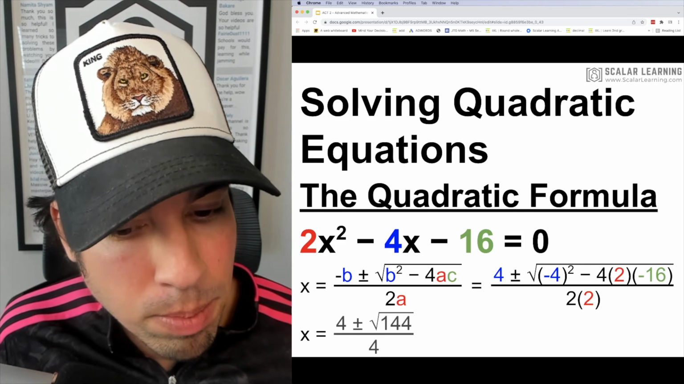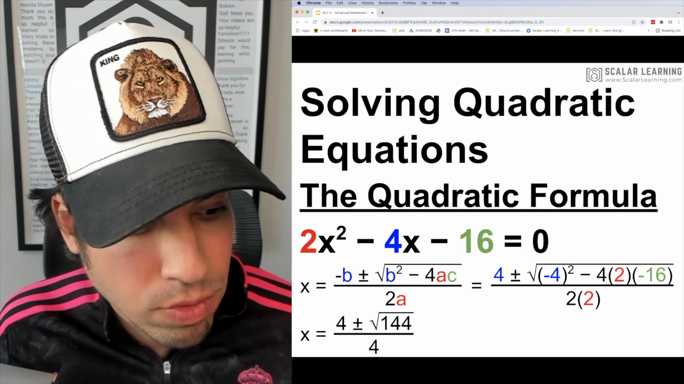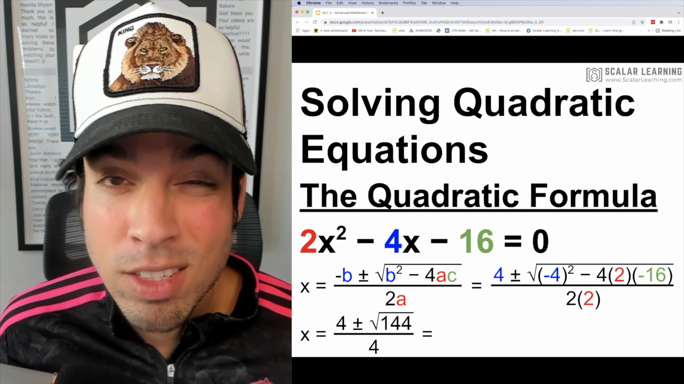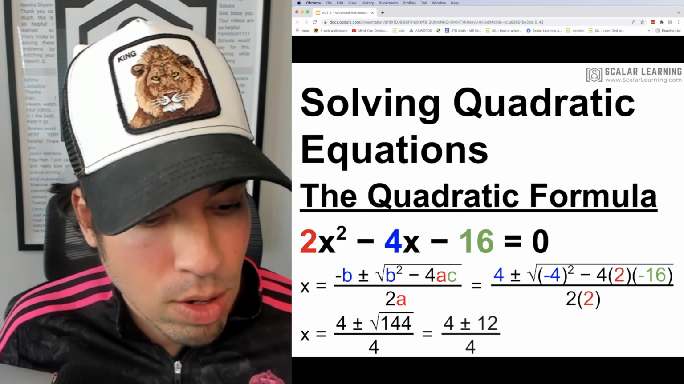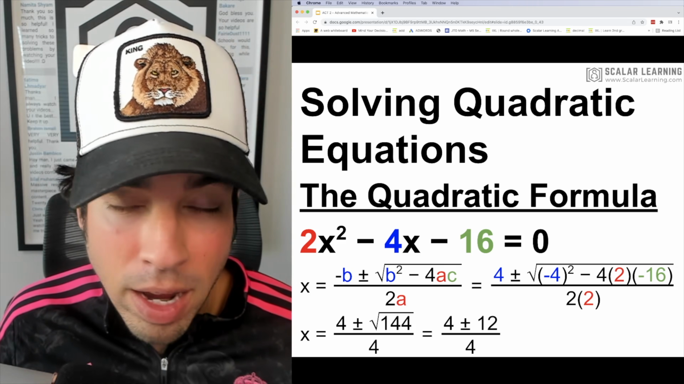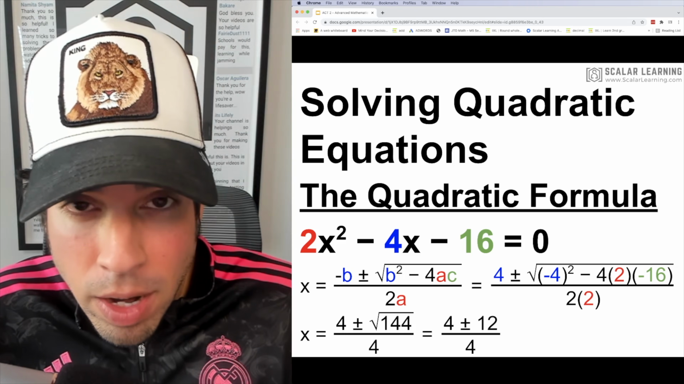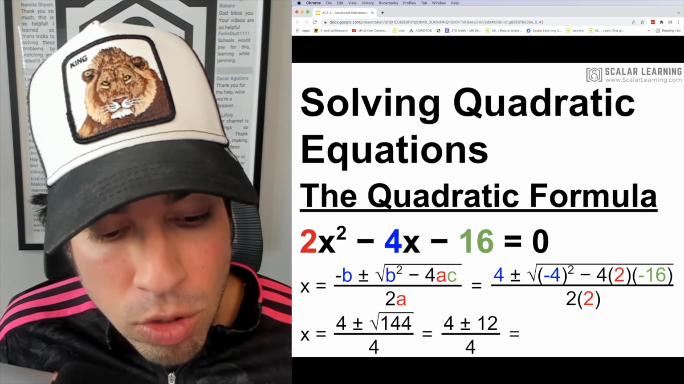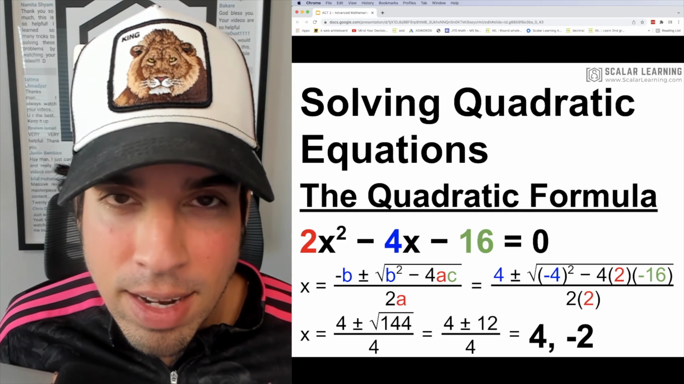What's inside simplifies to 144, and then it's 4 plus or minus square root of 144 over 4. And again, the plus or minus is so you can get those two solutions, because now we have 4 plus or minus 12 over 8. So that means 4 plus 12 over 8 and 4 minus 12 over 8. And when you evaluate both of those, you get solutions of 4 and negative 2.